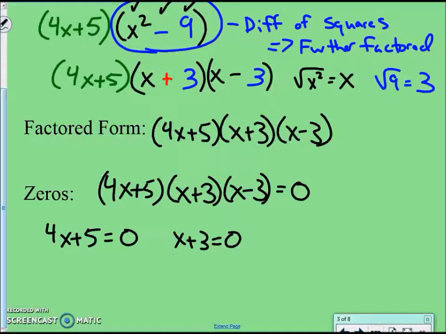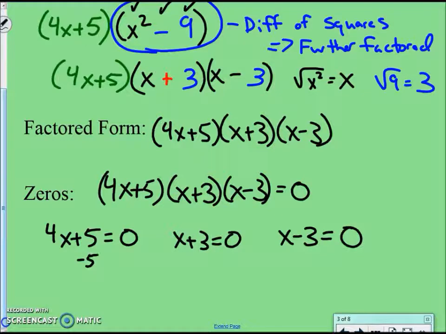That would make the second term go to 0 in our factored polynomial, and it would make the whole thing go to 0. And finally, if I take the factor x minus 3, set it equal to 0, and solve for the value of x there, if I were to plug that x value in, it would make the whole equation go to 0. So, these are simple algebra 1-2 problems.